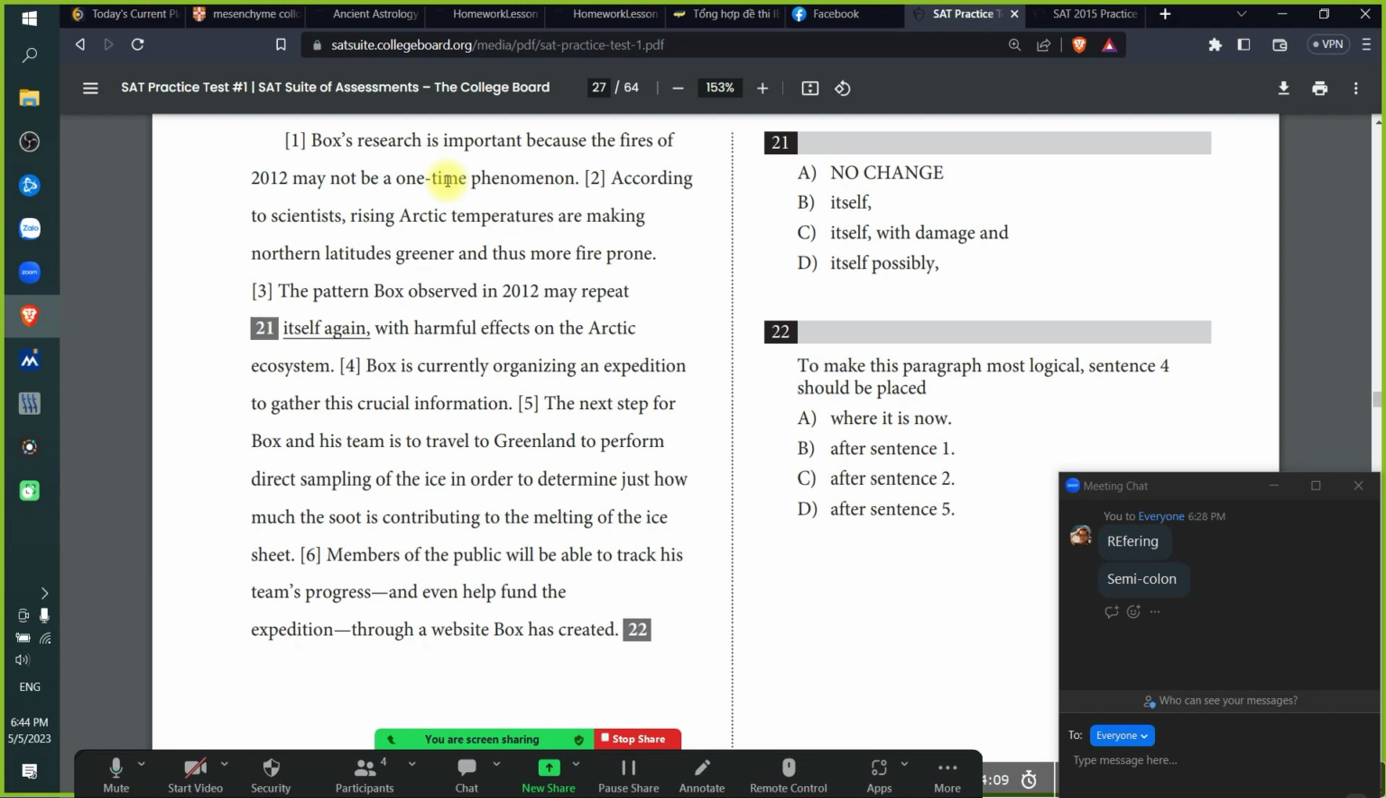The next steps for Box and his team is to travel to Greenland to perform direct sampling of the ice in order to determine just how much soot is contributing to the melting of the ice sheet. The next step for Box and his team is to go to Greenland to take direct samples of the ice, to determine how much this soot is contributing to the melting of the ice sheet. And number 6. Members of the public will be able to track his team's progress and even help fund the expedition through a website Box has created.